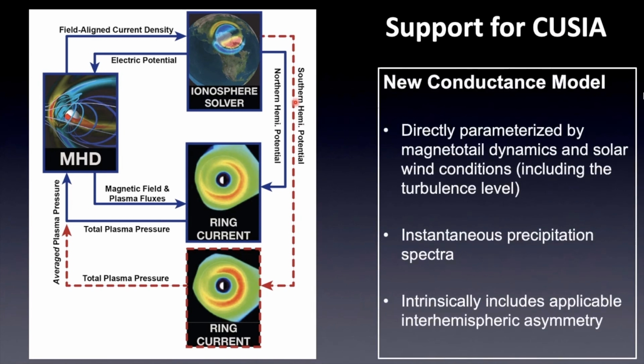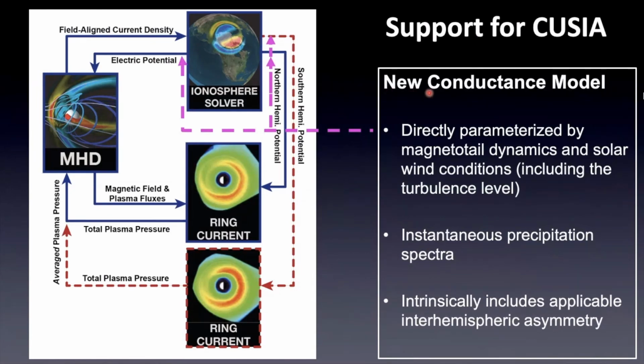So here is our new conductance model. How these two can be related is what I wanted to emphasize here, because this conductance model can directly serve as input for the connections between different models. So it can give rise to a more realistic electric potential that maps to the magnetosphere.